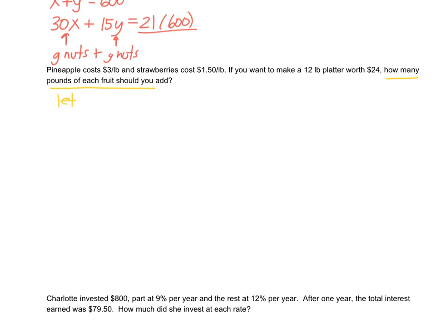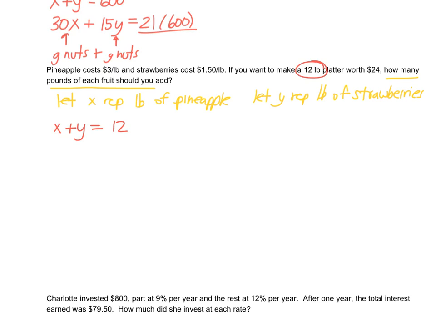So let X represent pounds, or LB is the notation for pounds, of pineapple. Let Y represent the number of pounds of strawberries. And our first equation will come from the total mass, which is 12 pounds. So if I add the pounds of pineapple and the pounds of strawberries, I will get 12. So there's the basic one.